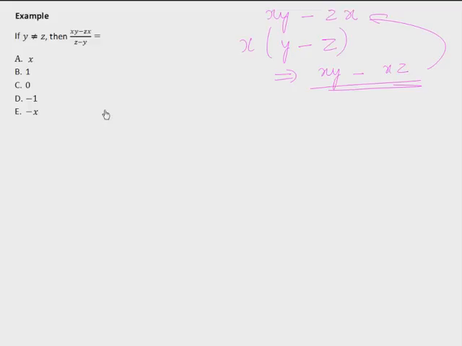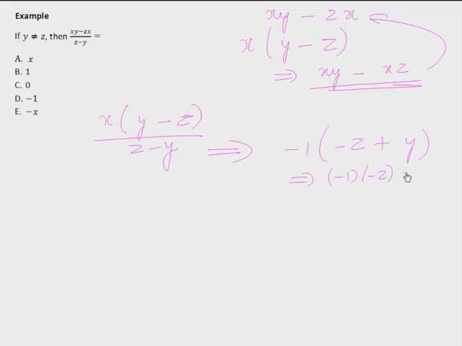So the numerator has become x into (y minus z) and the denominator is z minus y. What do I do now? I have z minus y in the denominator and I have y minus z in the numerator. So I can express z minus y, again by the distributive property, as minus 1 into (minus z plus y). I've pulled out minus 1 common, so I'm left with minus z plus y. Quickly verify by using the distributive property: minus 1 into minus z plus minus 1 into y will give me back z minus y, my original expression.